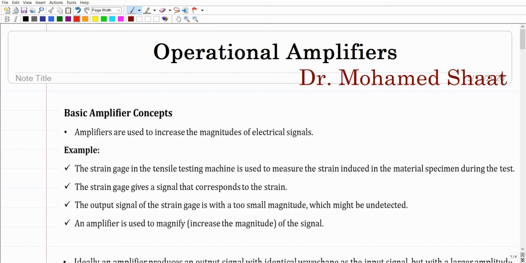So before we go deeply through the operational amplifiers, which is the main objective of this part, let us understand what an amplifier means in general, and let us fix here some basic concepts related to amplifiers. So generally, amplifiers are used mainly to increase the magnitude of electrical signals.